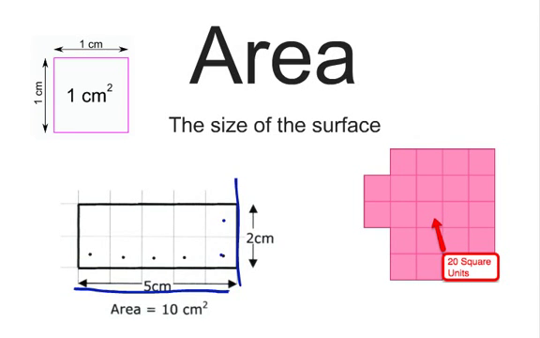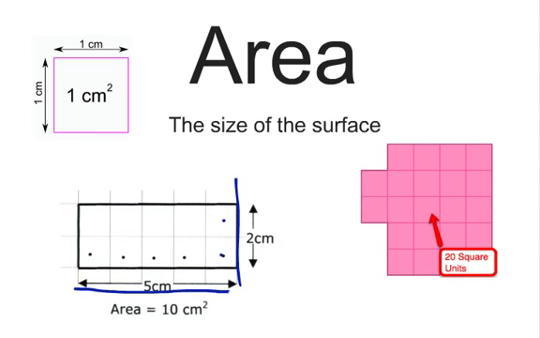Here's a short lesson on area, the size of the surface. When we want to measure the area of a shape, we are calculating the surface. As you can see on the pink picture here, it's written that there are 20 square units. We can count 20 squares that are covering the shape there.